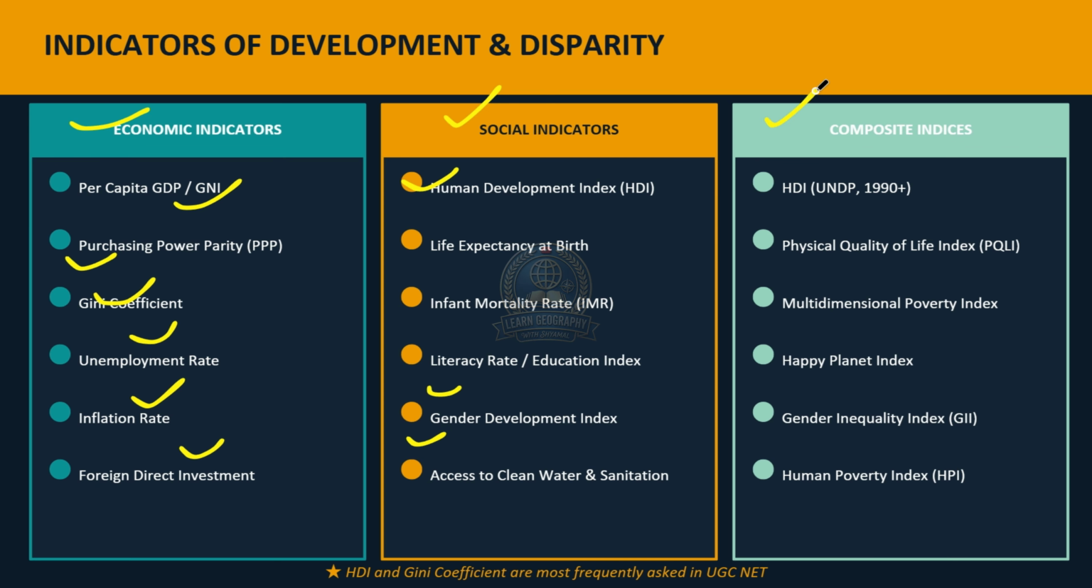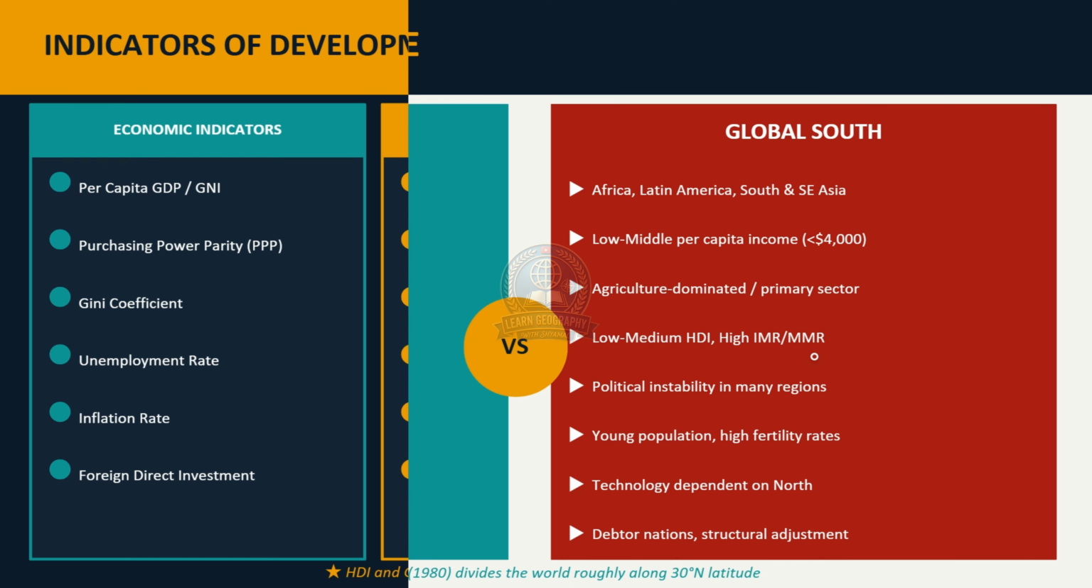Similarly, composite indices: HDI, UNDP 1990, Physical Quality of Life Index (PQLI), Multidimensional Poverty Index, Happy Planet Index, Gender Inequality Index, and Human Poverty Index. HDI and Gini coefficient are most frequently asked in the UGC NET exam.